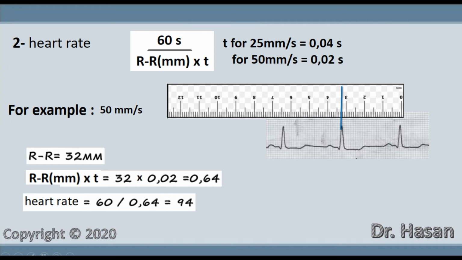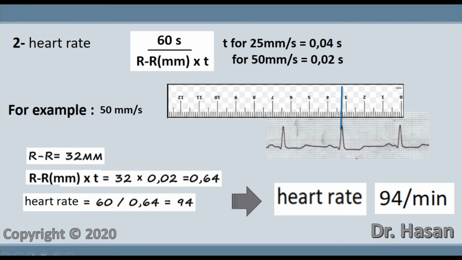Heart rate is equal to 60 divided by RR times T. It is equal to 60 divided by 32 times 0.02. 60 divided by 0.64 is equal to 94. In this case, the heart rate is 94 per minute.